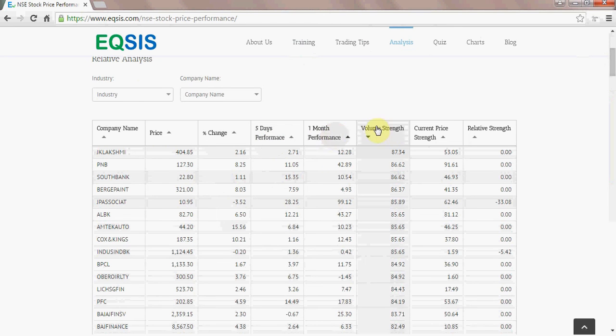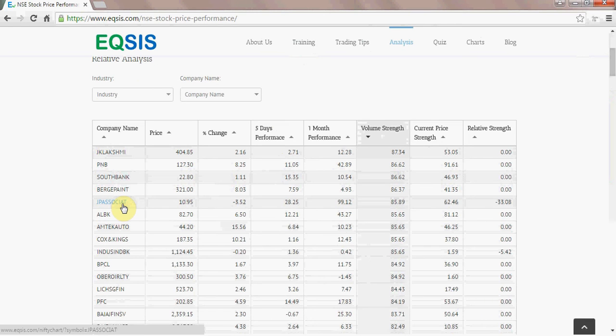But if you look at this, by default it is sorted based on average volume performance. By default, I can understand there is something happening with respect to PNB, JK Lakshmi, South Indian Bank, Berger Paints, JP Associates. But I think this includes a lot of companies in the picture.